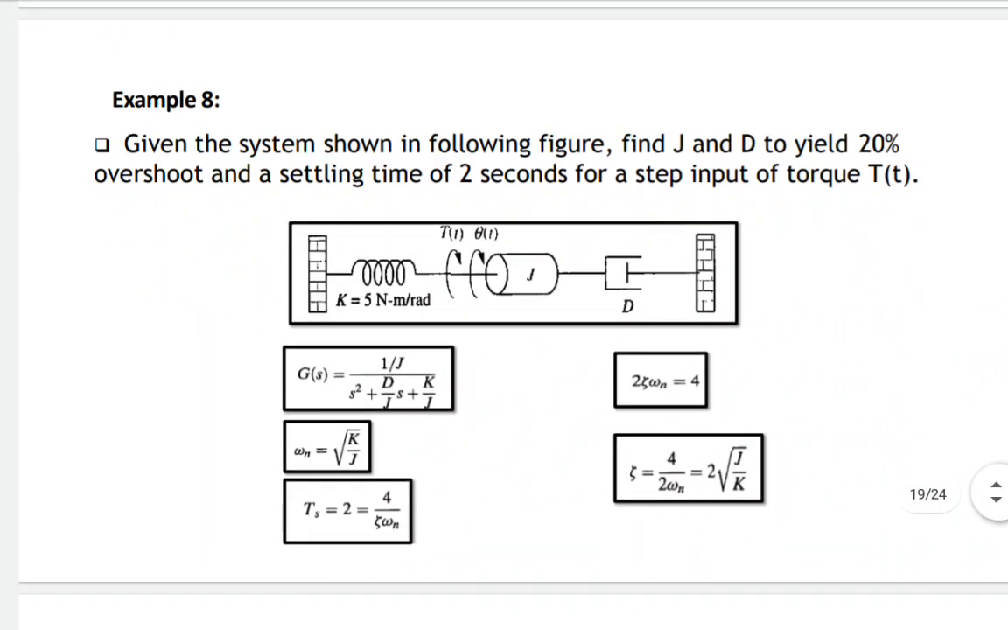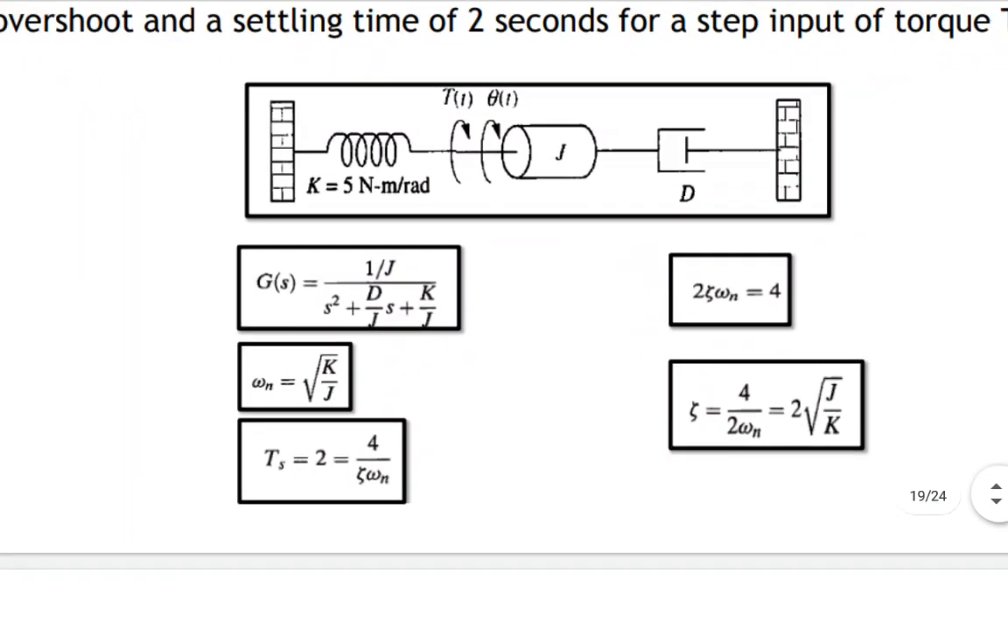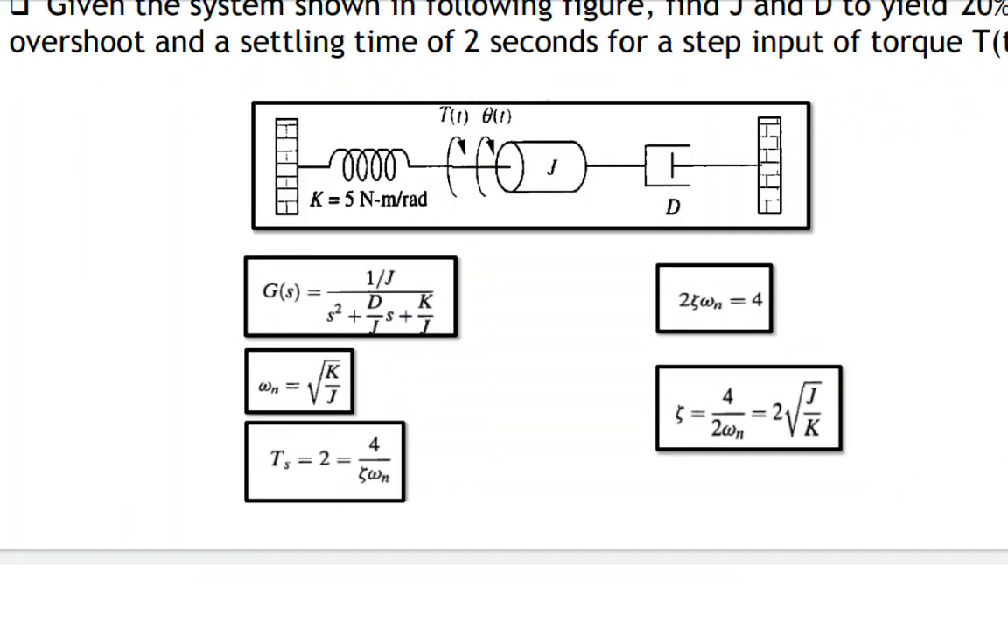Now another example: given the system shown in the following figure, find the moment of inertia J and the dashpot constant D to yield 20% overshoot and a settling time of 2 seconds for a step input of torque T of t. Here the spring constant is provided, K is equal to 5 Newton meter per radian, torque is T of t, and theta is the angular displacement. The respective relations are given: G of S is equal to 1 by J divided by S square plus D by J into S plus K by J. Omega n is equal to root under K by J.